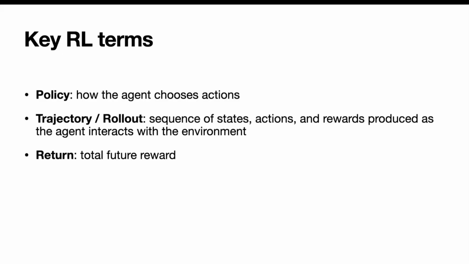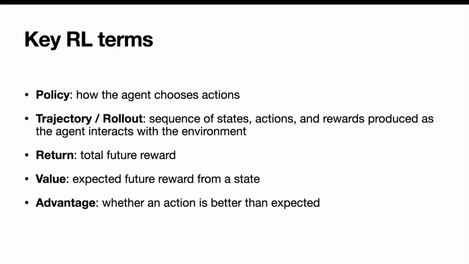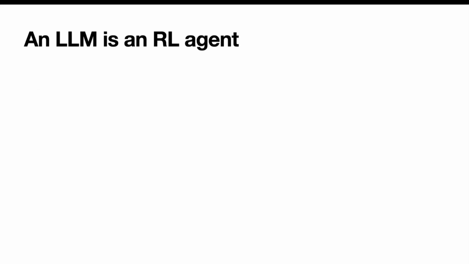The return is the total future reward from a given point onward. This is the quantity the agent ultimately wants to maximize. The value of a state is the expected future reward from that state. In other words, it tells us how good we expected things to be from here. Finally, the advantage tells us whether a particular action was better or worse than what we expected from that state. This will become very important when we discuss PPO later.